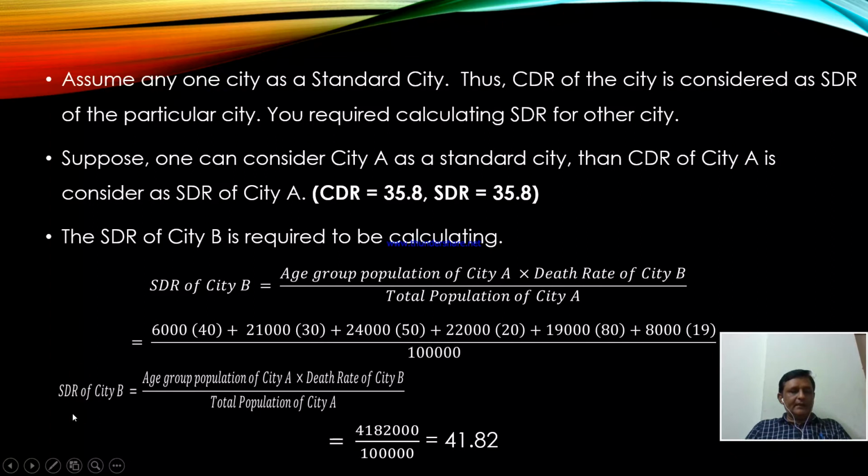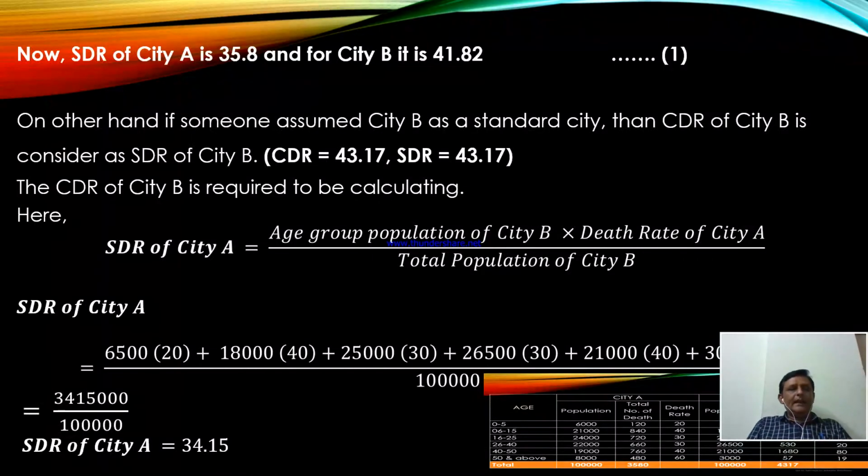Okay, now for the SDR of city B I have defined the formula, and now you can apply the basic calculation and check. Finally you will get the total of 41,82,000 here, which is divided by 1 lakh, and finally here we get 41.82 as the SDR of city B. Now what we do? SDR of city A is 35.8, as we consider the CDR equal to the SDR for city A, and we computed the SDR for city B as 41.82. This is our first result, right?